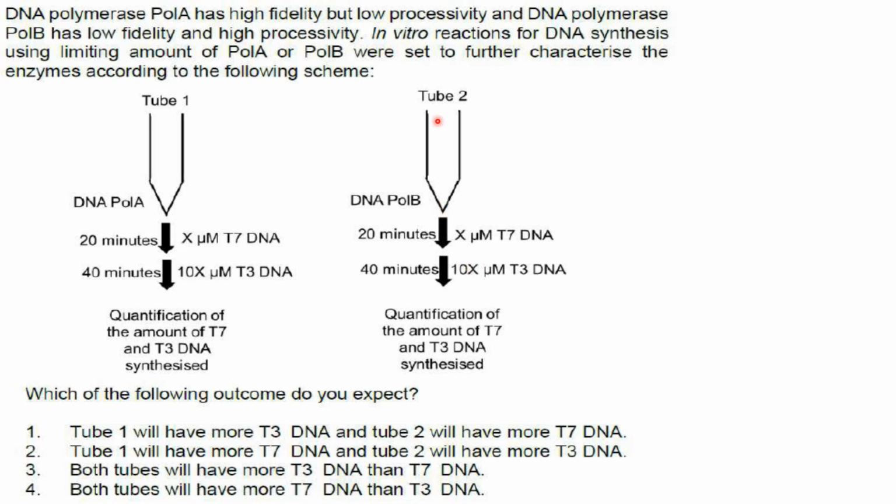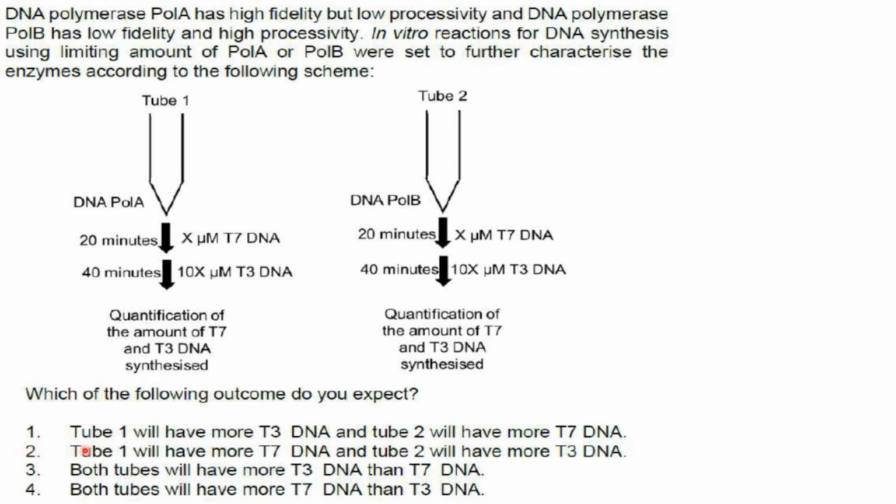Then tube 2. Tube 2 is high processivity. So in 20 minutes time, T7 DNA within a fraction of a second it will synthesize. 10 times concentrated DNA you are providing for T3 DNA, and in 40 minutes time again T3 DNA also will be synthesized more, but the T7 DNA synthesized by tube 2 will be more than that in tube 1. Okay, that is the point.